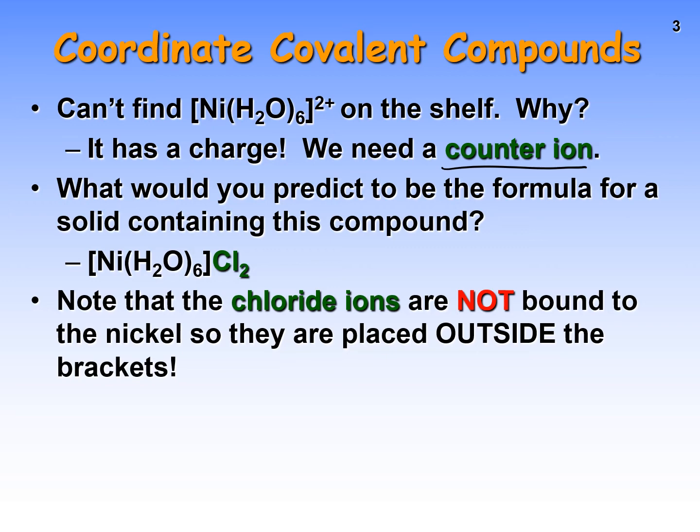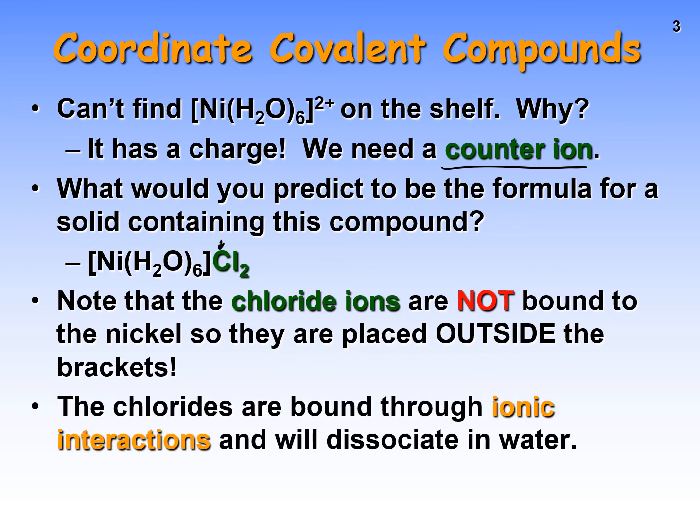It's important to notice that these Cl's are not part of the brackets. The brackets are my complex ion, and we use brackets to indicate complex ions. Everything outside of it would be part of what we call a counter ion. Chlorides are bound through ionic interactions, not through coordinate covalent bonds.